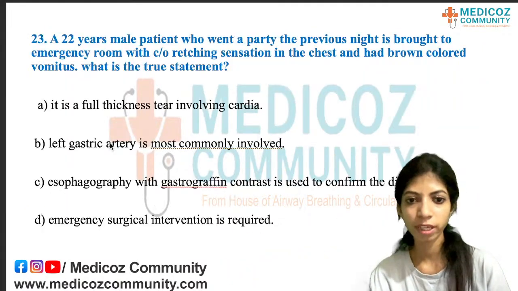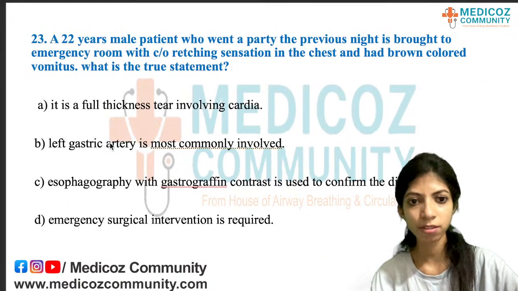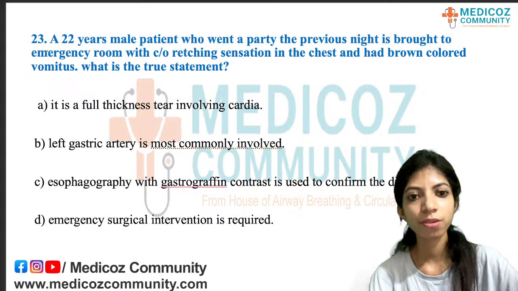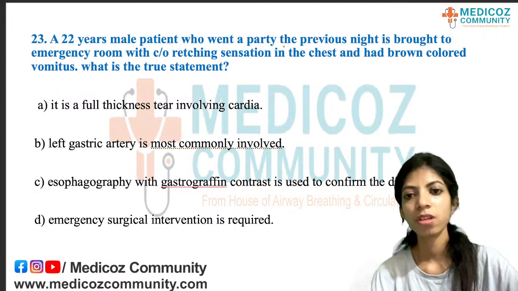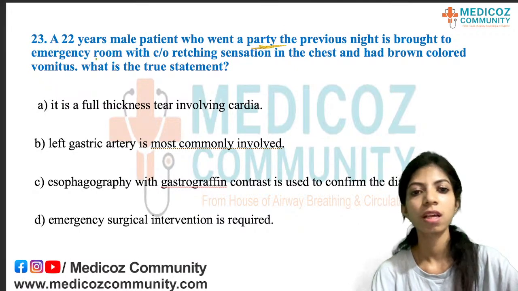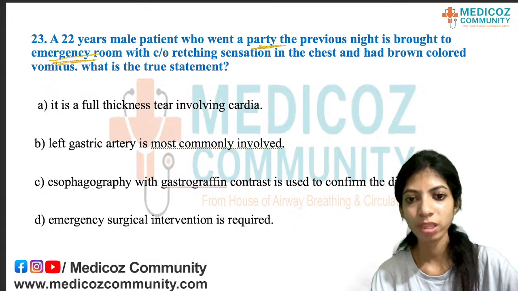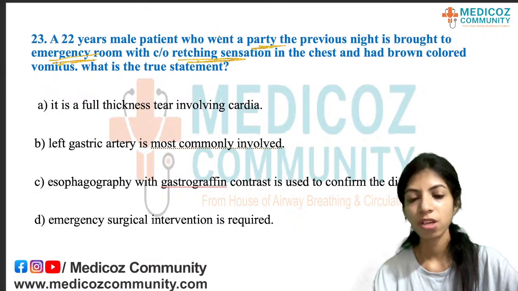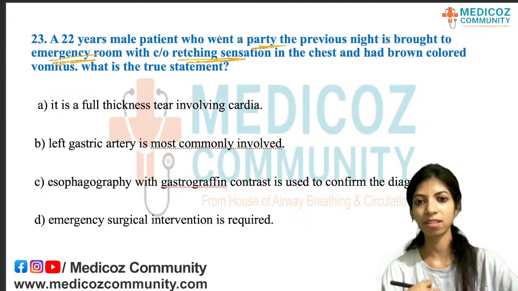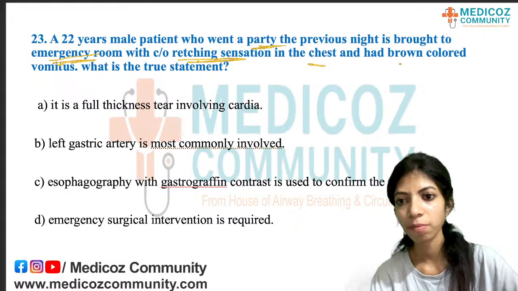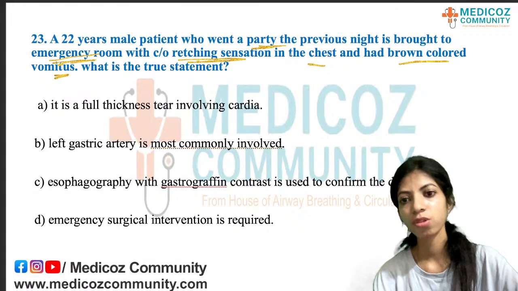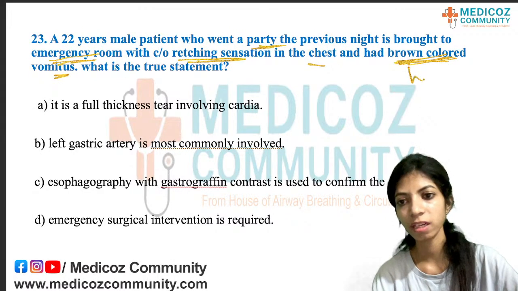Okay, moving on to the next question, and this is the last question for the session. So a 22-year-old male who went to a party the previous night is brought to the emergency room with complaints of retching sensation. So there's this irritating sensation and this burning sensation in the chest, and he had brown colored vomitus. So how is the vomitus? It's brown colored vomitus. Probably hematemesis.